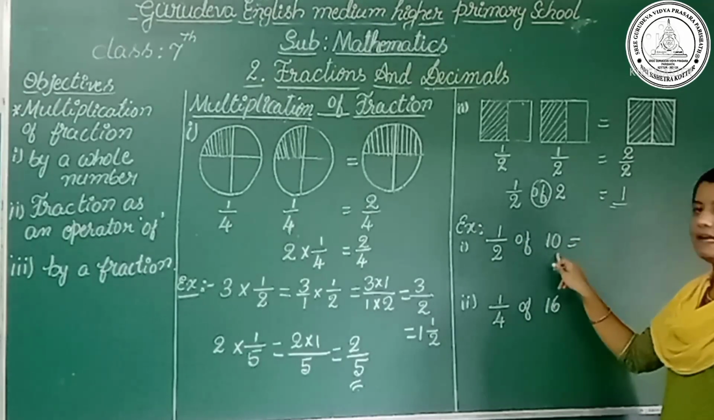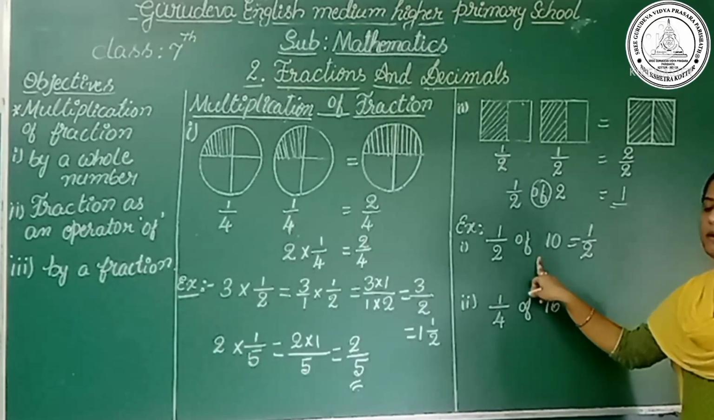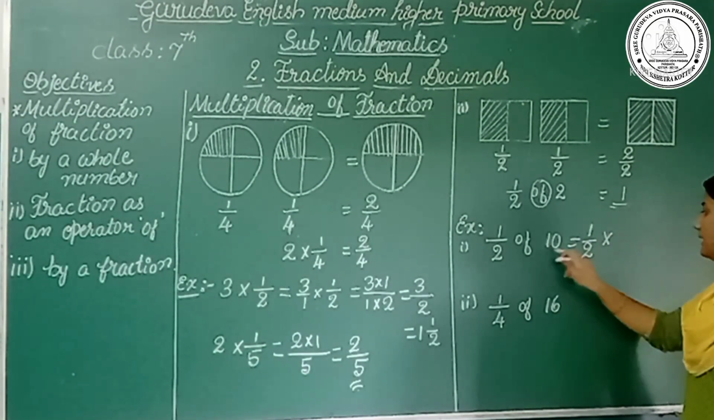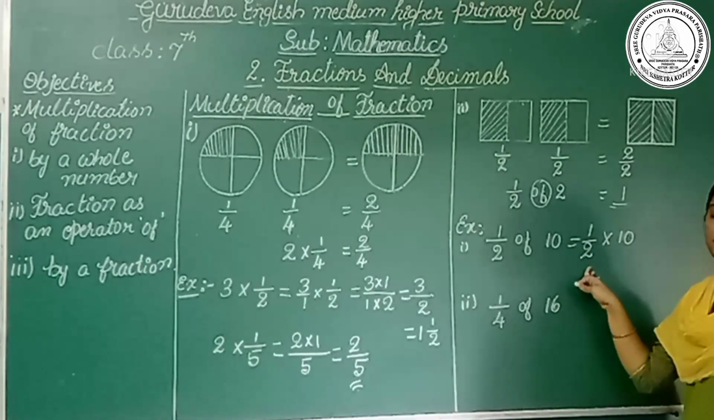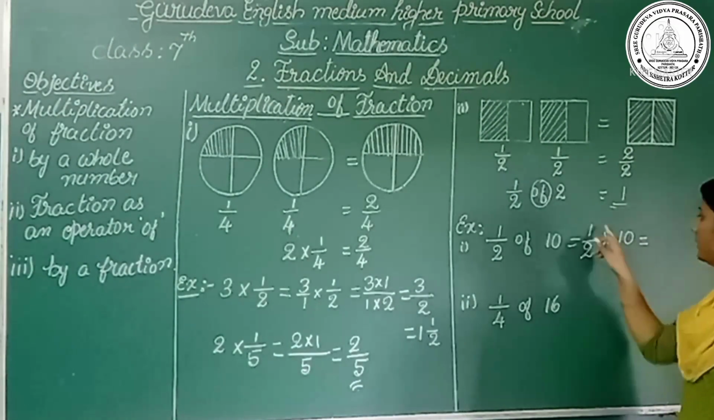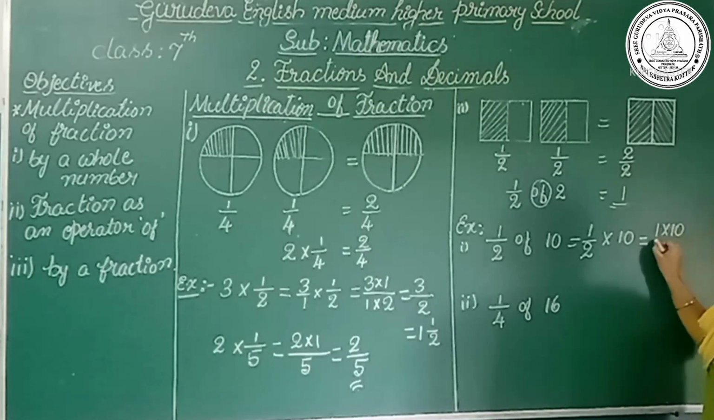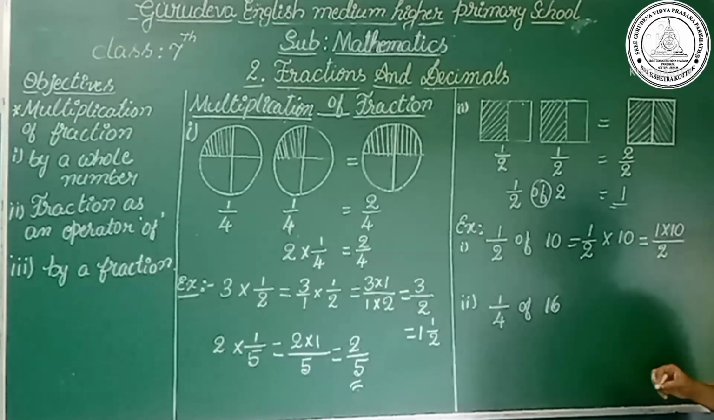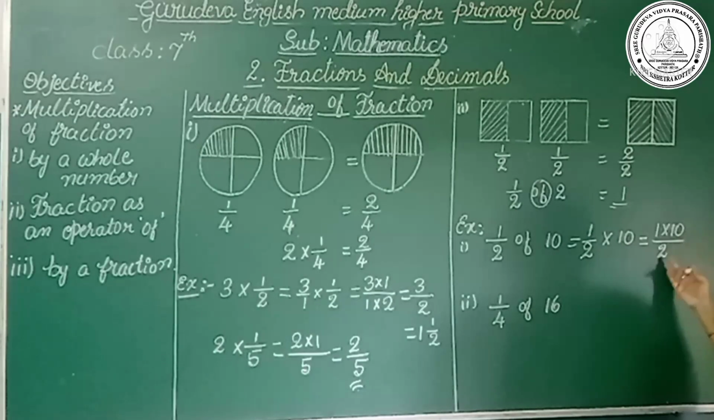Half of 10 means here, write half as it is. Then "of" indicates the multiplication symbol. Then 10. So it is as if the multiplication of a fraction by a whole number, right? So just multiply the numerator by the whole number, 1 into 10, divided by the denominator, written as it is. Okay. So if it comes to cancellation or simplification, you can simplify here itself. Okay. So I will simplify here.